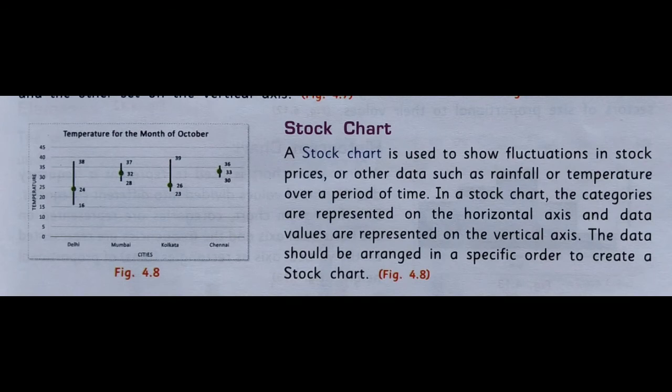Next is stock chart. A stock chart is used to show fluctuations in stock prices or other data such as rainfall or temperature over a period of time. In a stock chart, the categories are represented on the horizontal axis and data values are represented on the vertical axis. The data should be arranged in a specific order to create a stock chart.